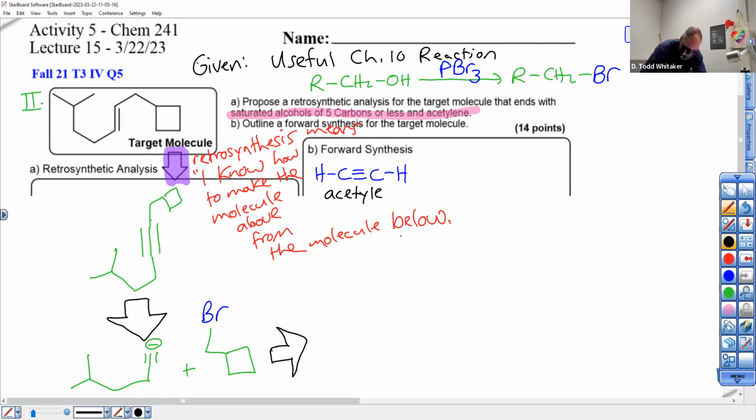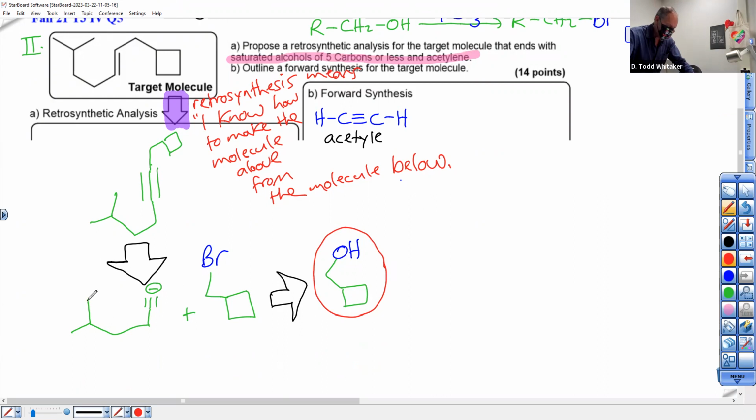I know how to make that molecule from this molecule. And I'm circling it. You know why I'm circling it? It's a saturated alcohol of 5 carbons or less. That means I'm finished with those 5 carbons. I don't have to do any more analysis over there. But this thing is not acetylene or alcohol of 5 carbons.